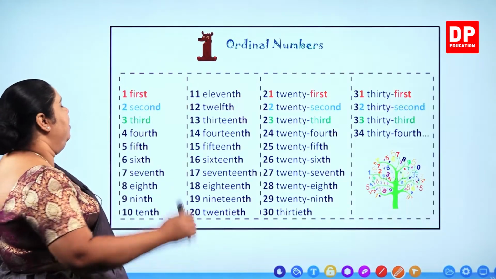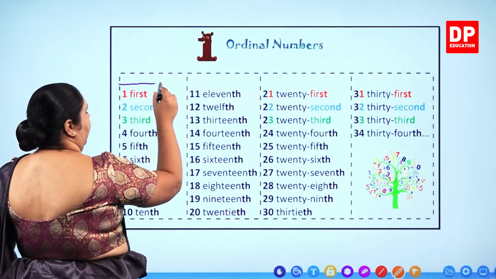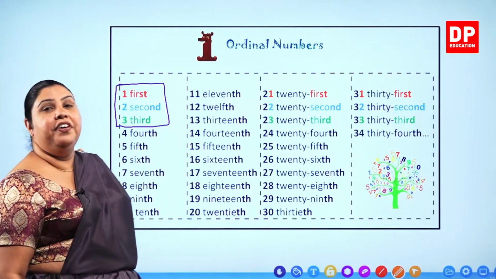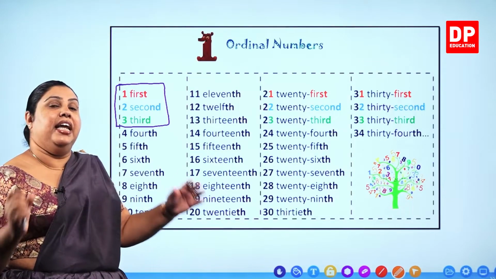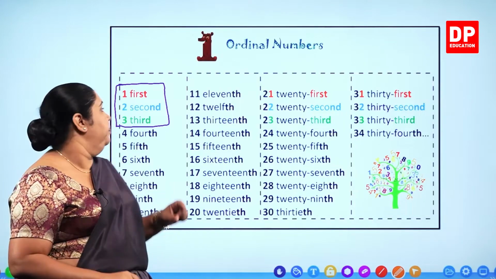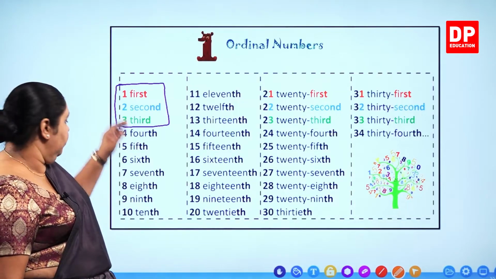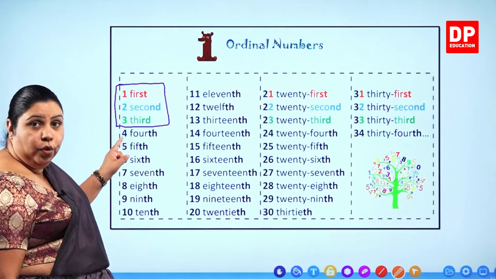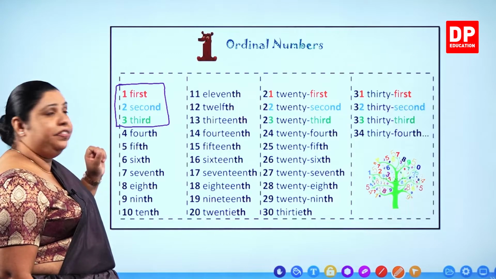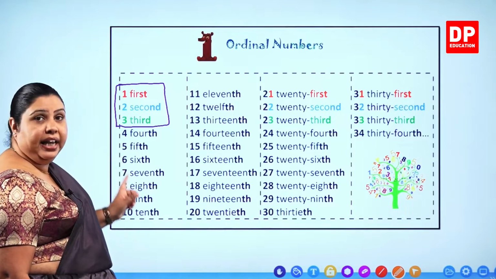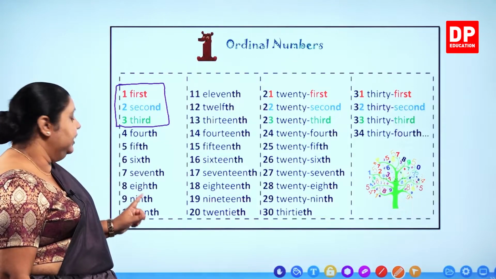Now let's read. Can you see first, second, third? They are given a special color. Special colors. First, second, third. Because they have different spelling. You have to learn that separately. First, second, third. Then we have fourth, fifth, sixth, seventh, 8th, 9th, 10th.